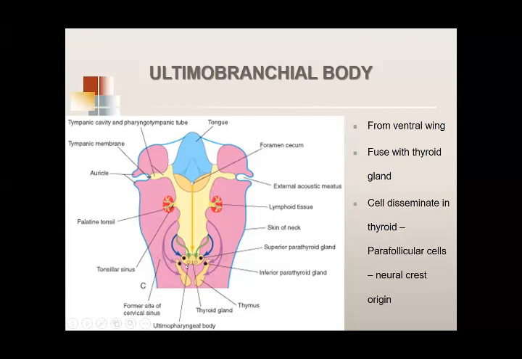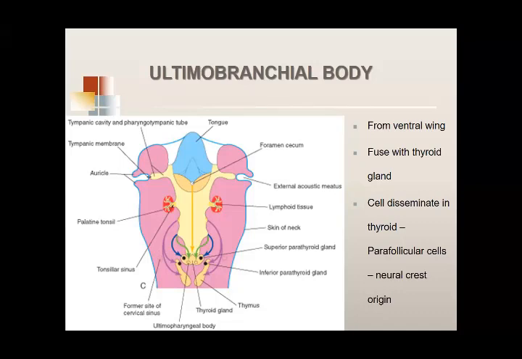developing thyroid gland. Now the cells of this ultimobranchial body break down and form smaller clusters or individual cells that disseminate throughout the thyroid gland. The parathyroid only attached to its posterior surface, but the cell clusters of the ultimobranchial body penetrate into the substance of the thyroid gland and then develop into parafollicular cells, C cells, calcitonin-producing cells. Basically these cells are of neural crest origin.